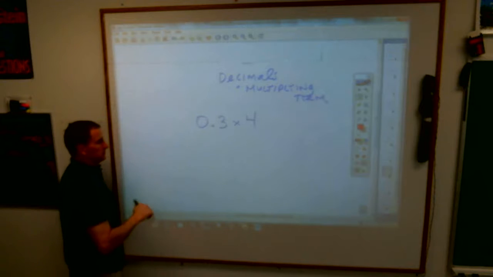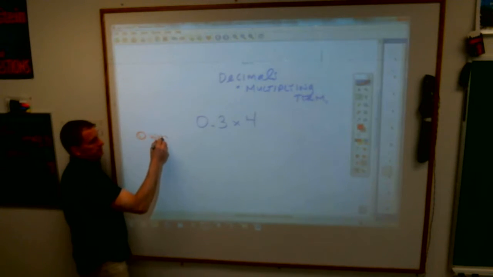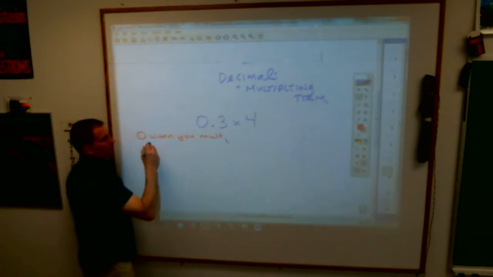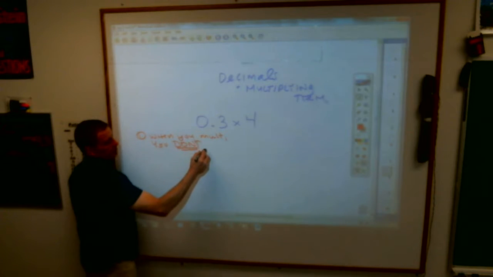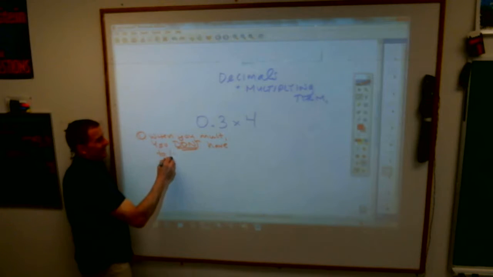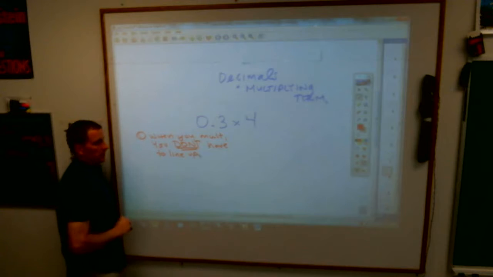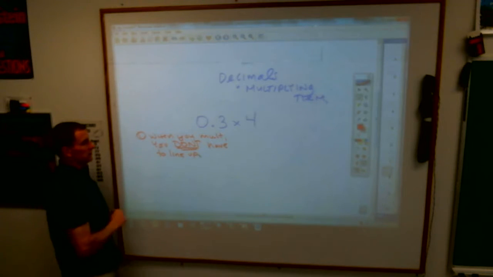The first thing, make sure you understand this. When you multiply, you don't, put this in big capital letters, when you multiply, you don't have to line up the decimals. That's adding and subtracting. People get that mixed up all the time. When you multiply decimals, you don't line them up. Sometimes they might line up, but usually not.